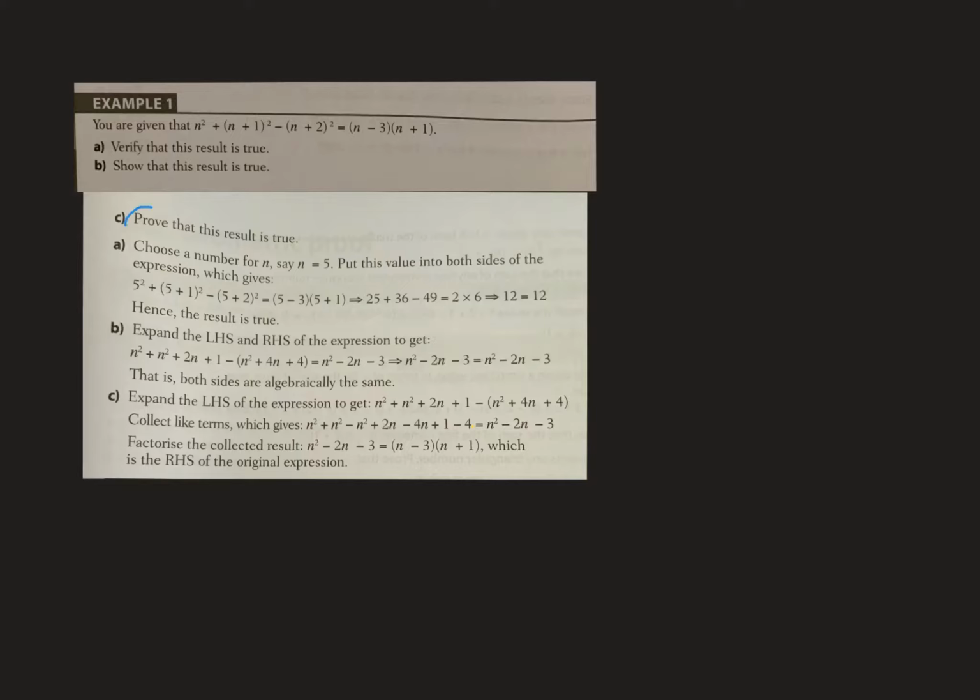It says prove. So what they've done is expand this, collect the like terms, and then instead of expanding the right-hand side, they've factorized the left-hand side in order to prove that it is equal to the right-hand side. That is how they would do the proof question. So that is the 3 different levels of proof.